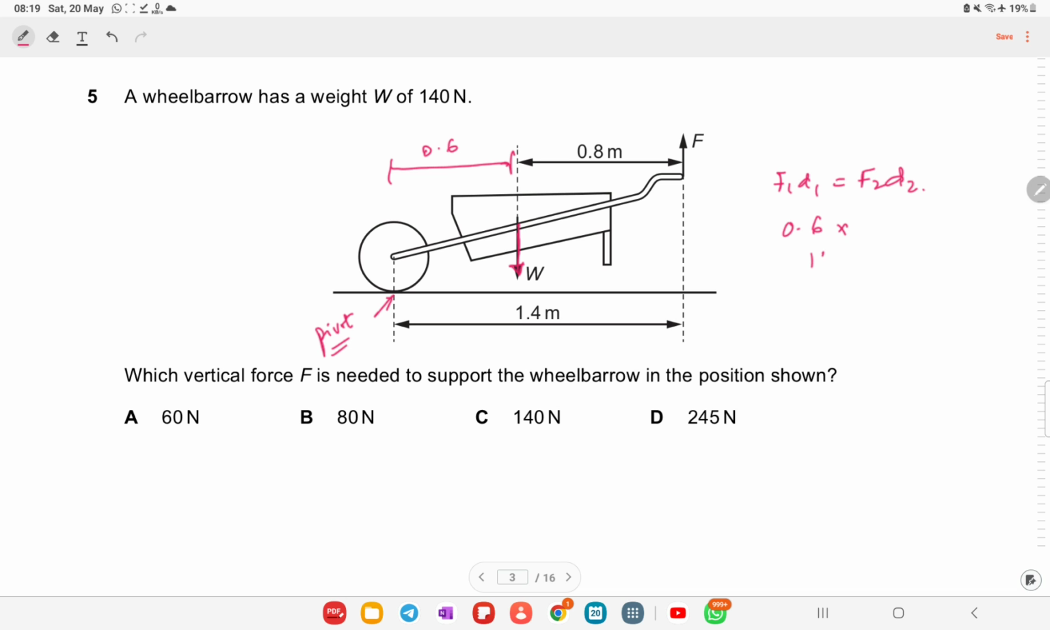So first, if you use the relationship F1 d1 equals F2 d2, it's going to be 0.6 times 140 newtons equals 0.8 times F, because we need to find out this force. So if you do the calculation, it's going to be 60 newtons, and this is going to be your right answer.